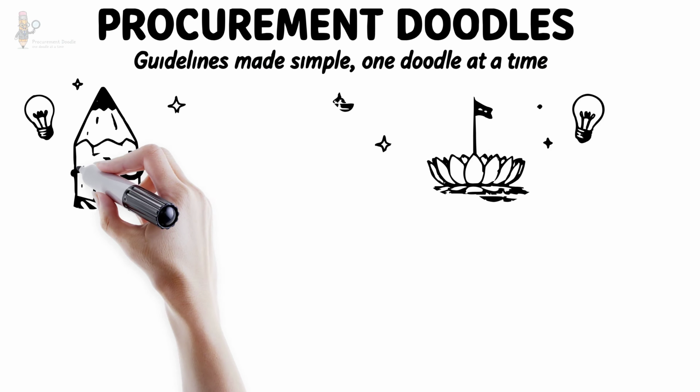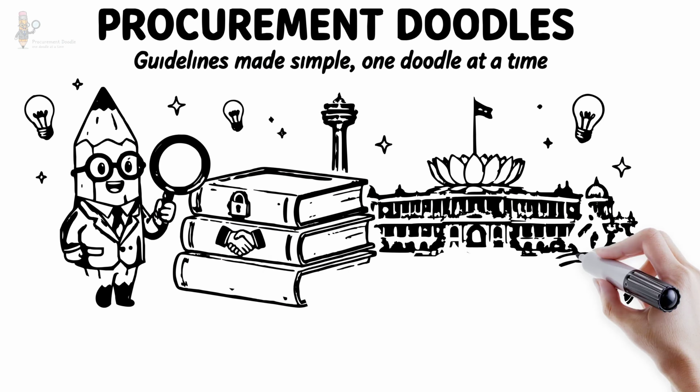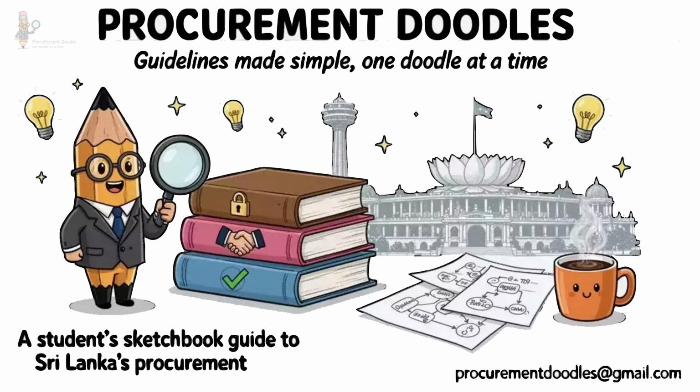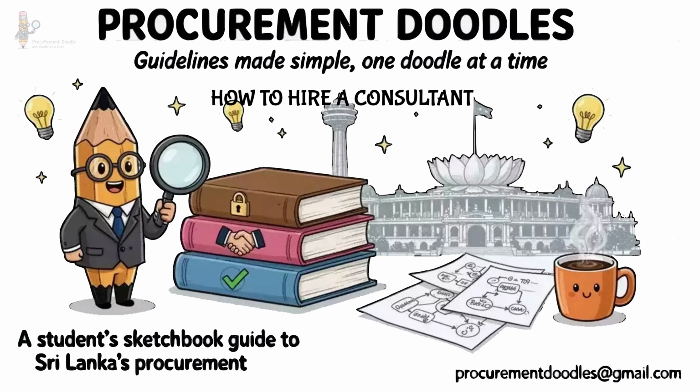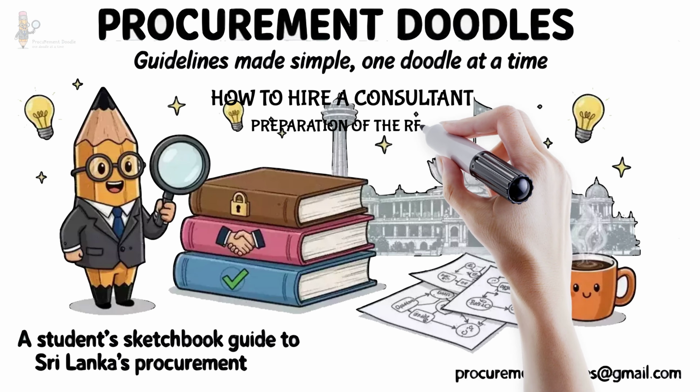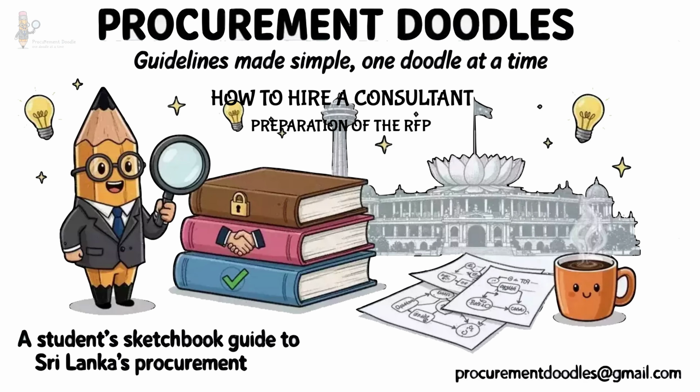You've planned ahead, prepared your budget, and shortlisted firms. Now it's time to create the single most important document in the selection process, the Request for Proposals, or RFP. Today, Chapter 6, Preparation of the RFP.